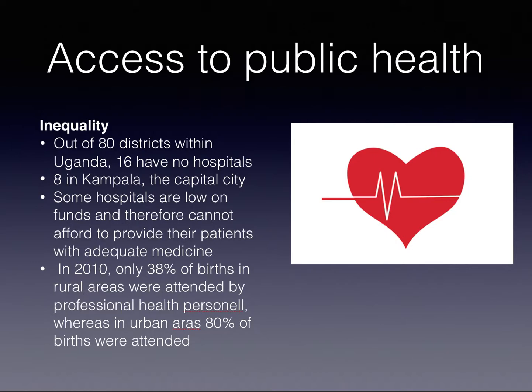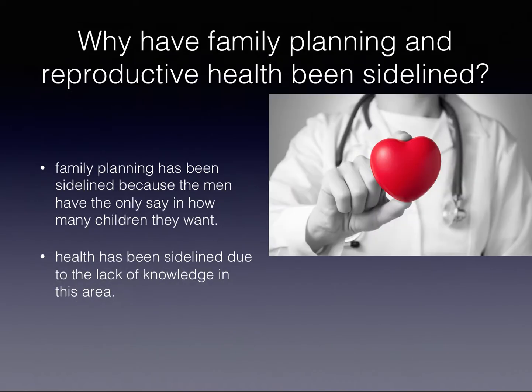Continuation. Another reason for this is inequality. Out of 80 districts in Uganda, 16 have no hospitals, and 8 hospitals are in Kampala, which is the capital city. Some hospitals are low on funds and therefore cannot afford to provide their patients with adequate medicine. And in 2010, only 38% of births in rural areas were attended by professional health personnel, whereas in urban areas, 80% of births were attended.